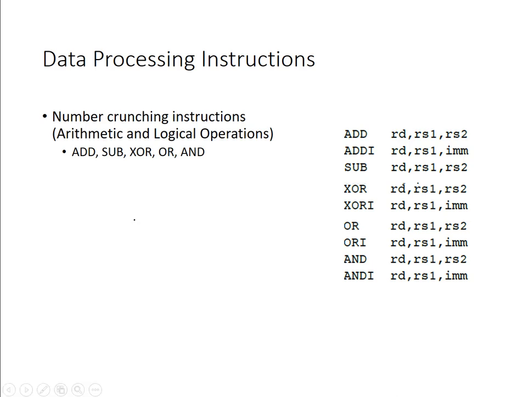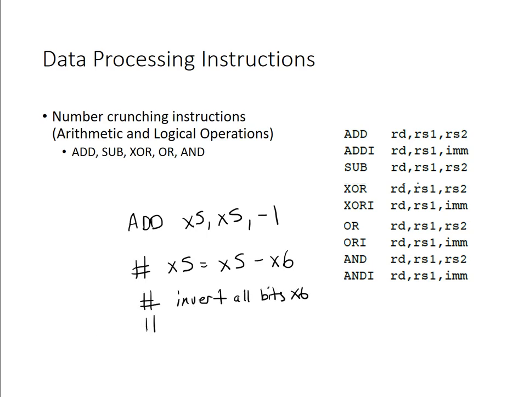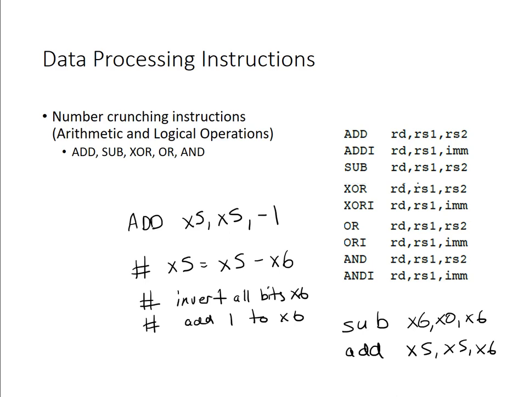So for example, if I wanted to subtract 1 from a register, say X5, and put the result in X5, I could write my assembly code like this. Let's say that I wanted to subtract the contents of X6 from register X5. I can find the 2's complement of X6, remember this from 133, by inverting all the bits and then adding 1, or I can do this another way. Subtract X6 from X0, remember X0 is hardwired to 0, to get negative X6, and then add X5 and X6. In fact, I believe we have a pseudo instruction for taking the 2's complement, or negating the value, as well.